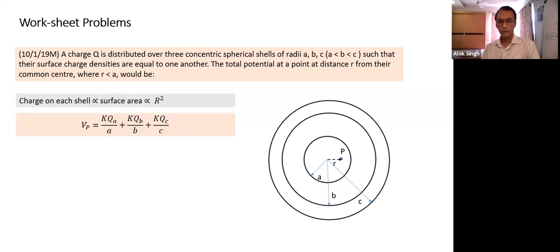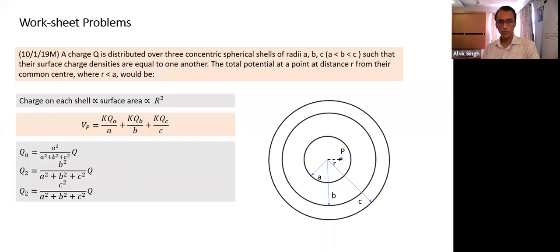Okay. So can we write QA, QB, and QC in terms of radius and total charge? Easy to write. QA will be A square divided by the sum of the squares of the radii, because charge is proportional to the square of the radius, times Q. Similarly, I can write QB and QC. We can easily write the charges. Once we write the charges, we can write QA by A and add the similar terms. So this is the answer which comes for the potential at point P.